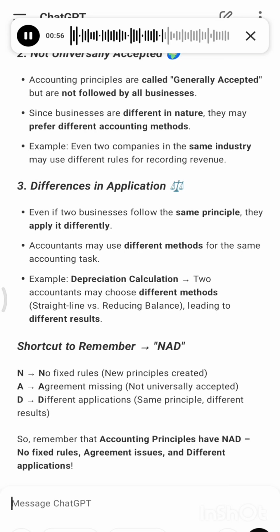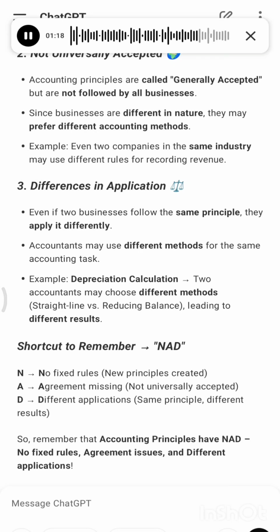3. Differences in application. Even if two businesses follow the same principle, they apply it differently. Accountants may use different methods for the same accounting task. Example: depreciation calculation. Two accountants may choose different methods, straight line versus reducing balance, leading to different results.